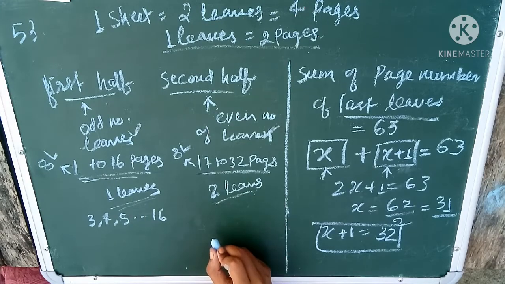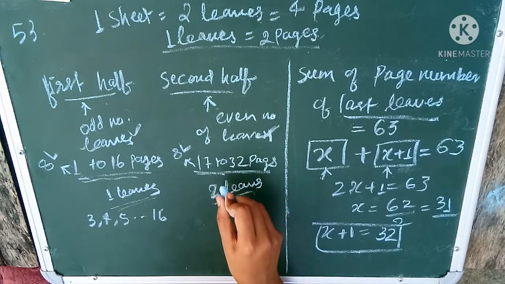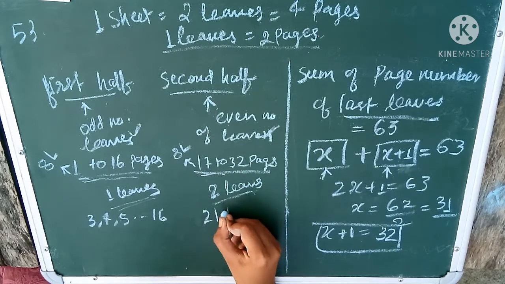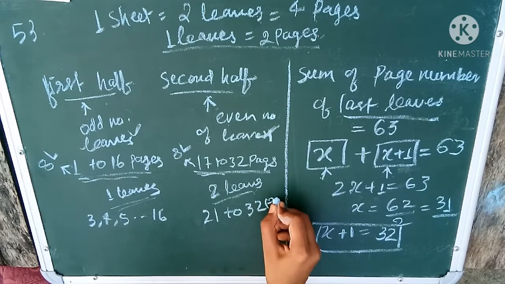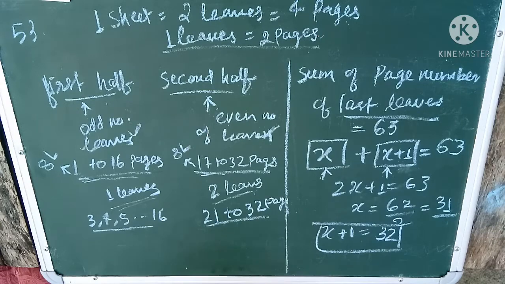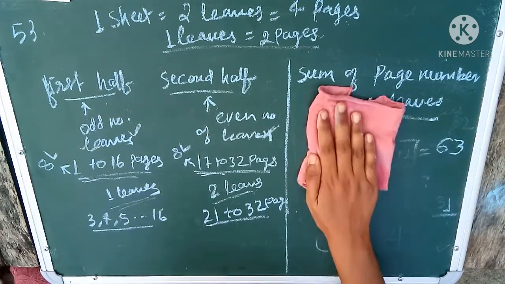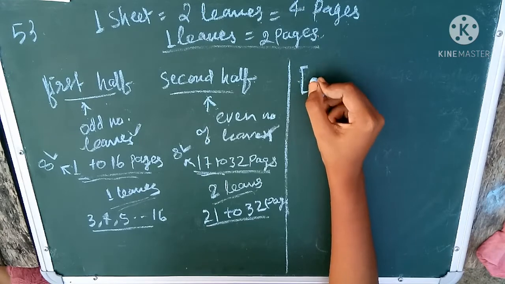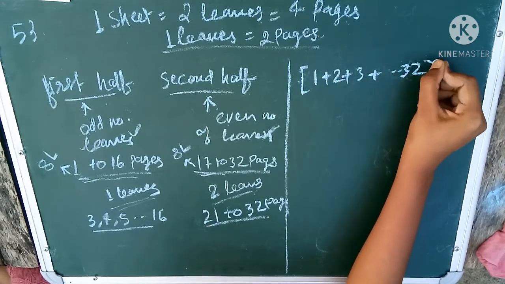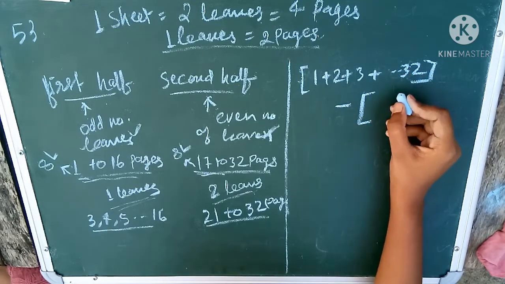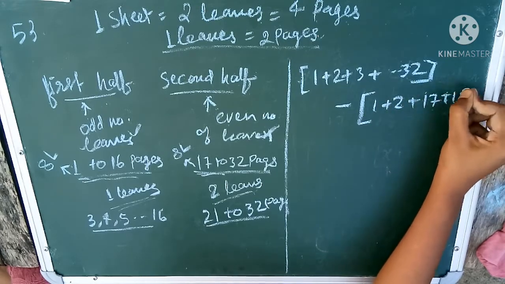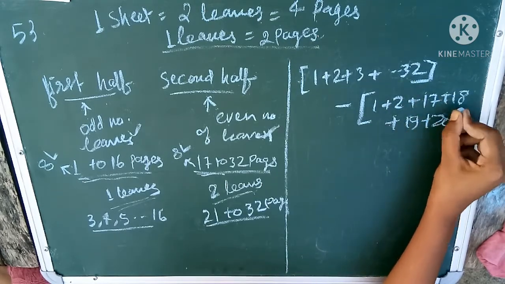And 2 leaves is equal to 4 pages, so we have to remove 4 pages starting from 17, 18, 19 and 20. So here we have pages 21 to 32 remaining, and now we have to find the sum of all these numbers. For that we have the sum of 1 plus 2 plus 3 till 32, minus the pages which were removed, which are 1 plus 2 plus 17 plus 18 plus 19 plus 20.